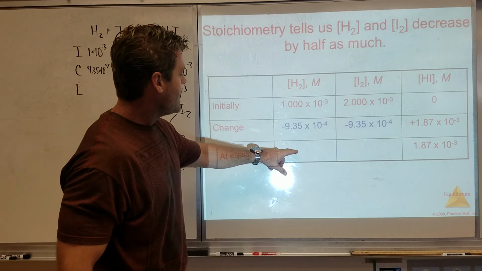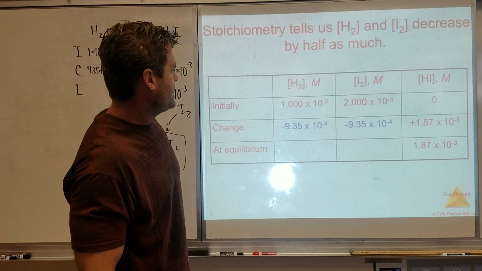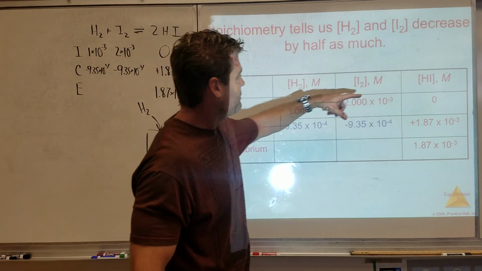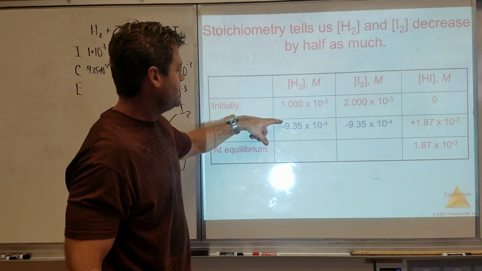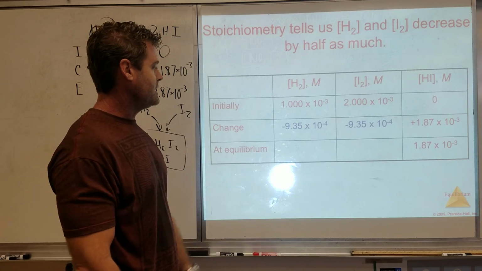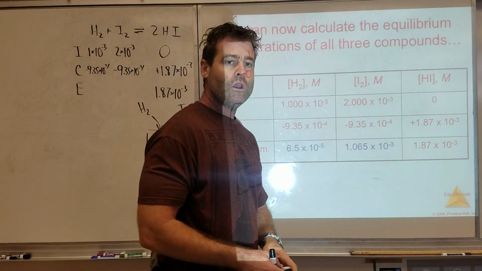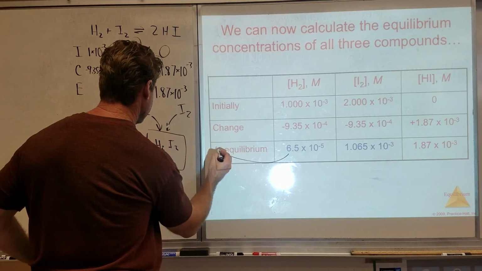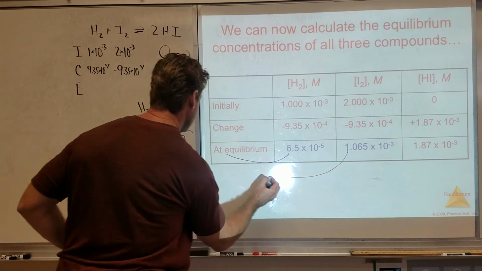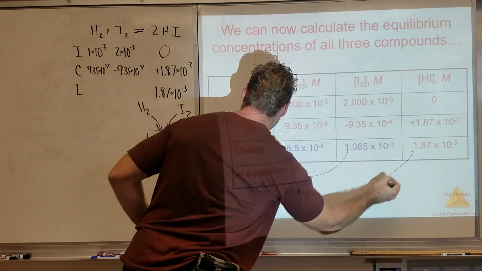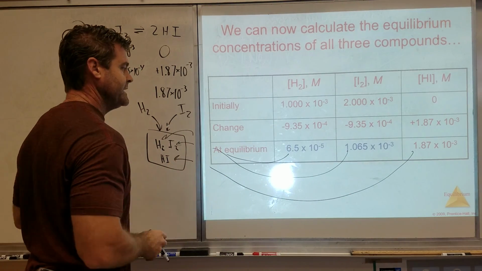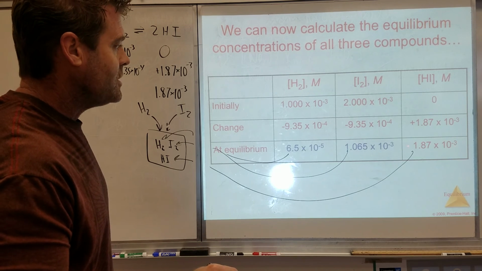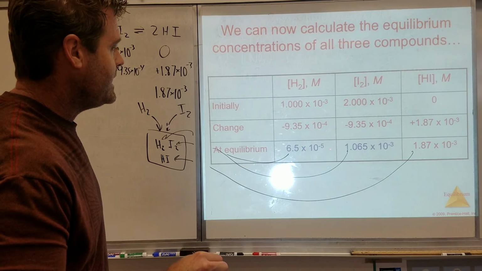And then, how much would I then have at equilibrium? Well, this is how much I had initially, and this is how much reacted to form this. So what do I do with these? You just subtract it and you get this. Okay? So now these are all the values here. This is my hydrogen, this is what I have in equilibrium, this is my iodine, and this, you notice, they're all together now.